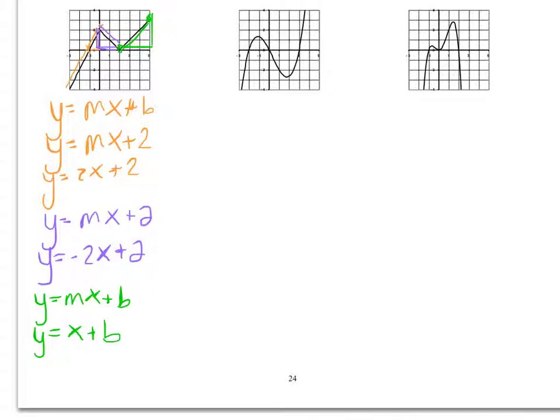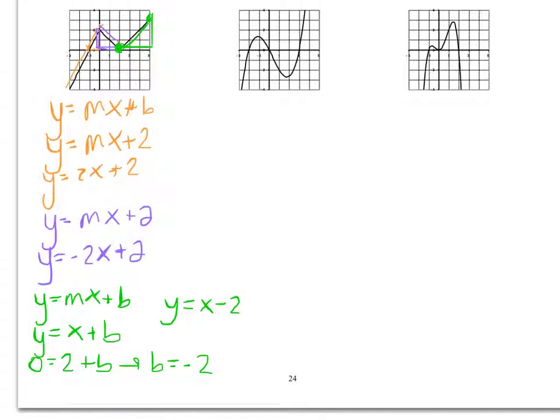And then I can pick any point on this graph, plug it in for x and for y, and I can solve for b. So I'm going to use this point right here, (2, 0). So I'm going to plug in 0 for y, 2 for x, and 0 equals 2 plus b, which means that b has to be negative 2. So my equation for the green piece of the line would be y equals x minus 2.